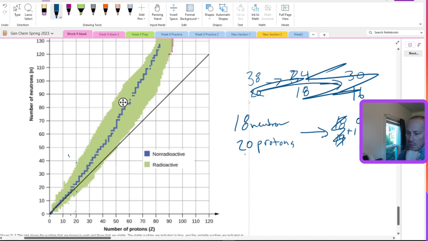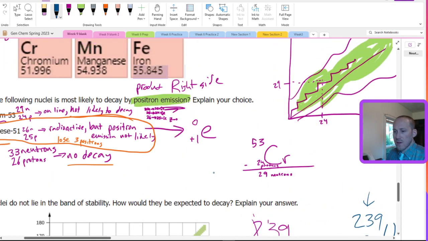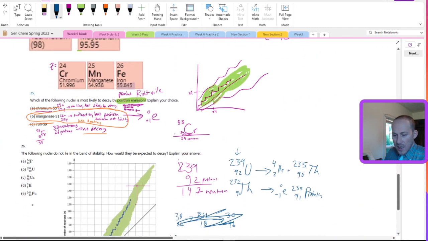Closer. We're almost there. So what if we just did that twice? We lose 2 positrons. Then we're at 18 and 18. And then we're right there. And we are argon, and we like it. So that's what I think is going to happen to that one.